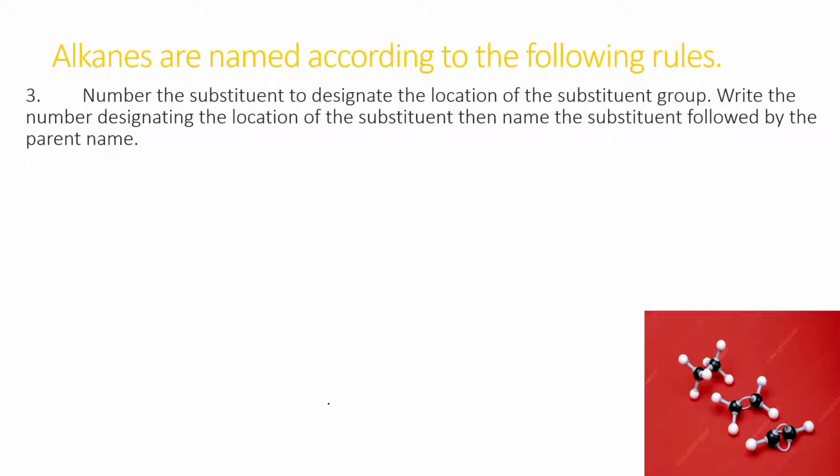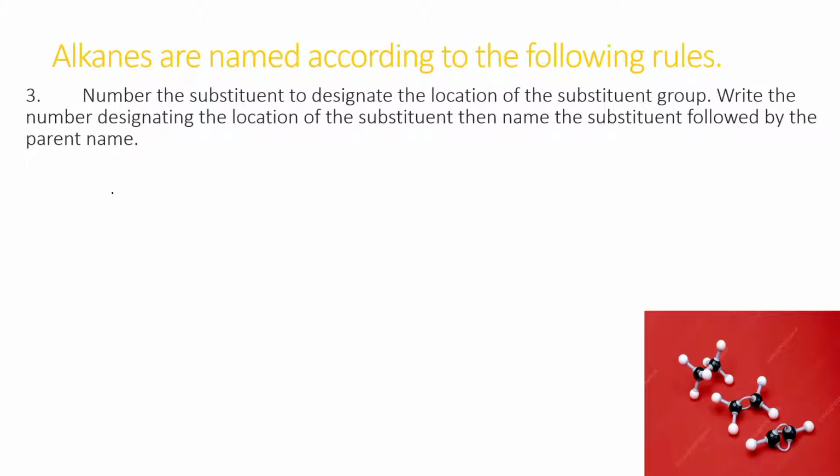Third rule is that number the substituents to designate the location of the substituent group. Write the number designating the location of the substituent, then name the substituent followed by the parent name. That means, first of all, we have to number the substituents. And then in the end, we have to write the name of the parent chain.